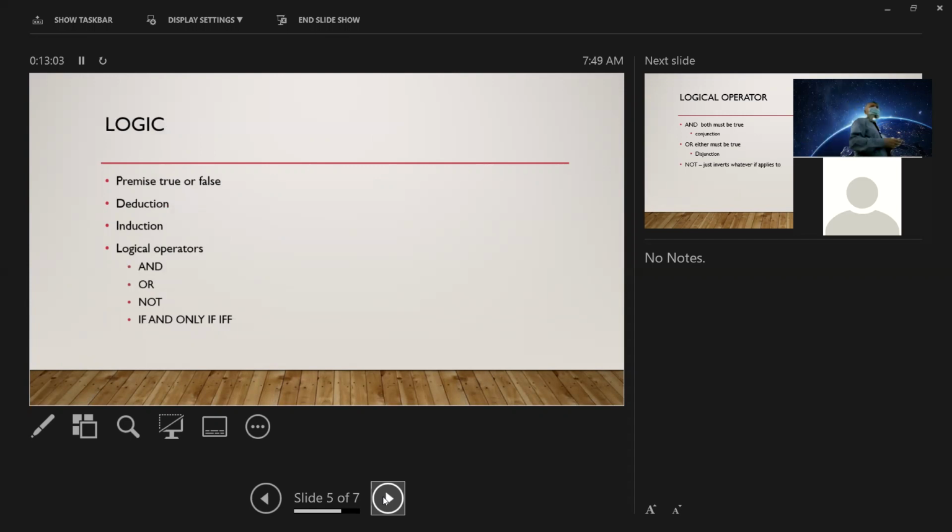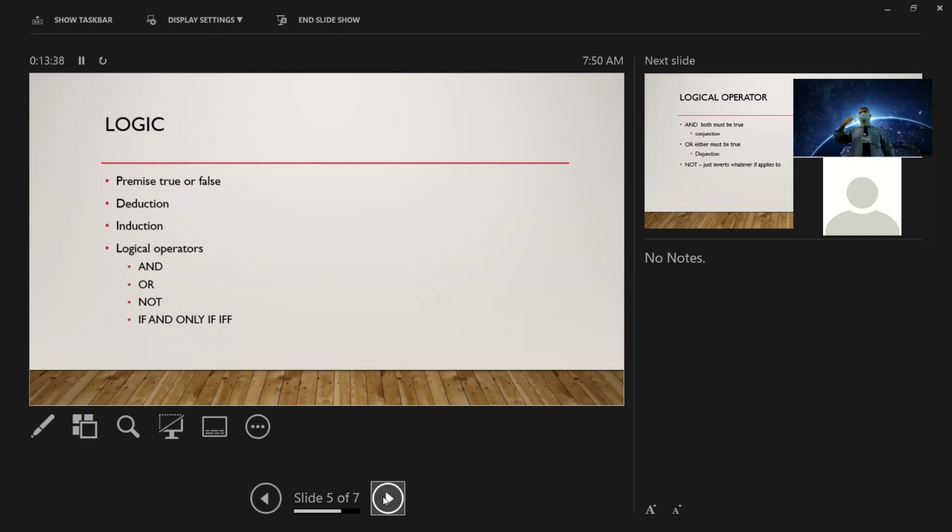We're going to use logic in computing. And this logic is the same for philosophy, for mathematics, and comes into computing. So we have premises. If something is a premise, then it's something that can be either true or false. It's not a maybe. Premises are either true or false. And so we start with our premises. If we have premises that are true or false, then we can come up with a deduction.